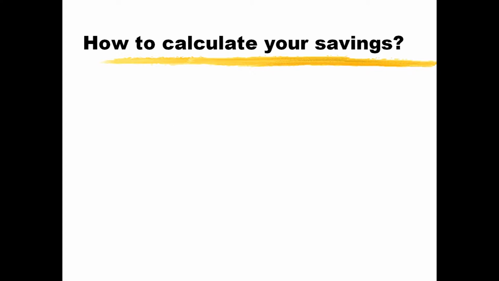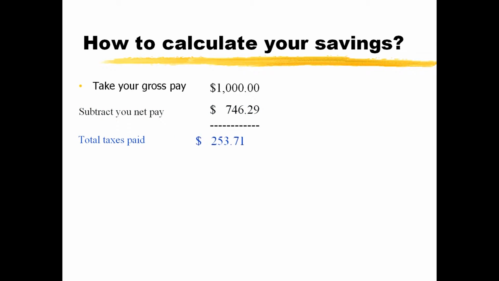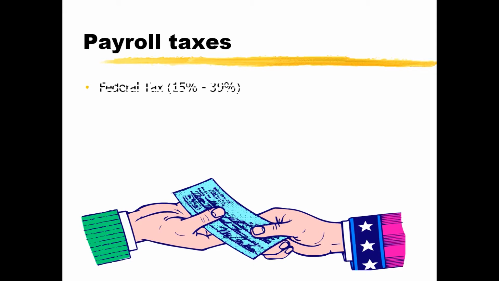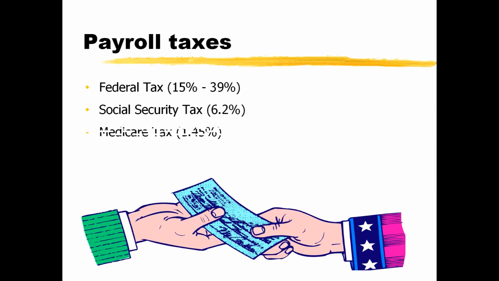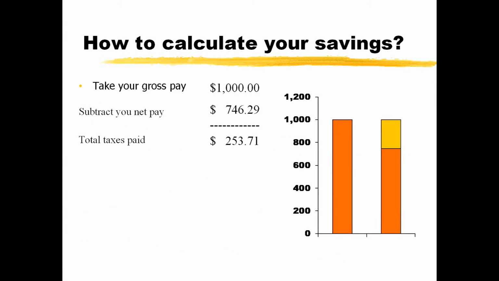So let's see how this actually works with a flexible savings account. I'm going to take an example of somebody earning $1,000 per paycheck. Subtract out what they actually take home from that paycheck and find out what they pay in taxes. What are the taxes? It's federal tax, Social Security, Medicare, and state tax. Could be anywhere from 25 to 49%. So if we take that total taxes paid, do a little division and then a multiplication, we find out that somebody earning $1,000 per paycheck is actually in about a 25% total tax bracket.